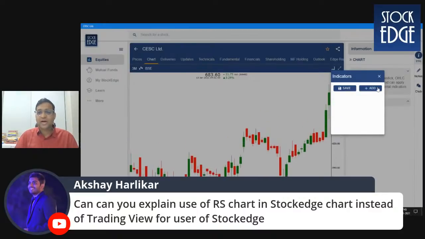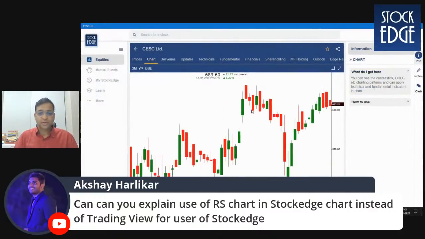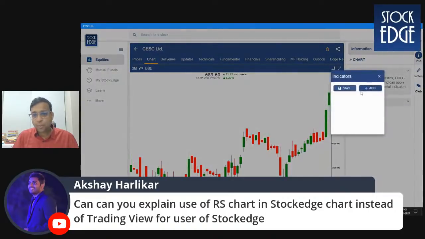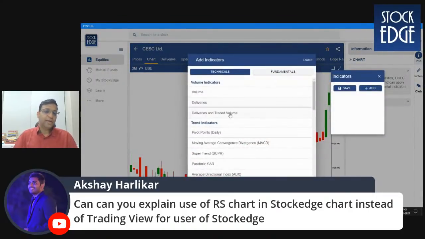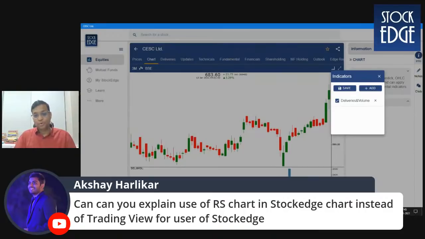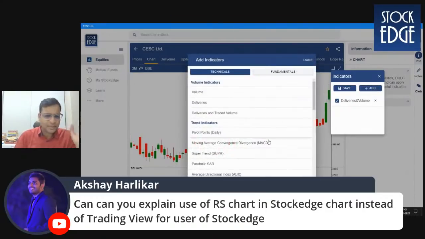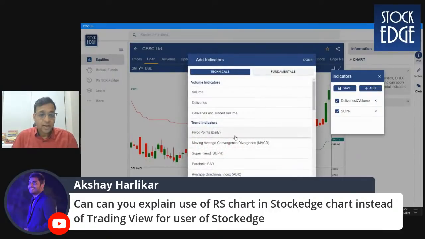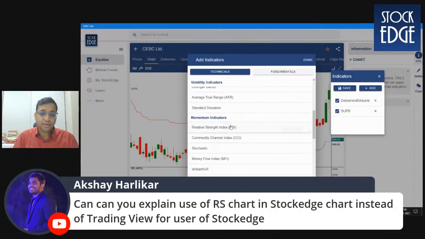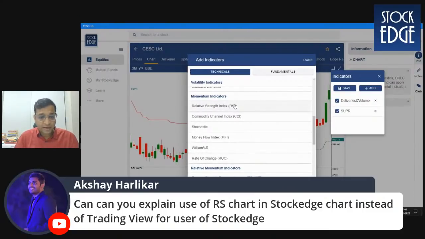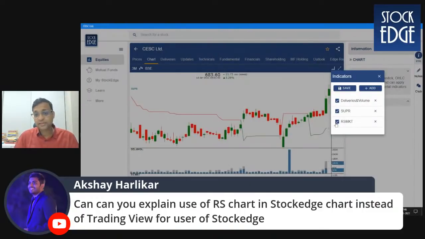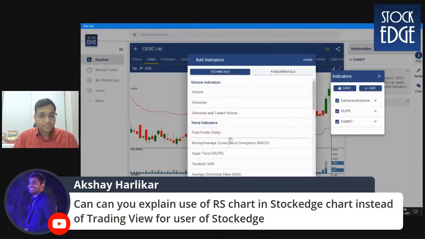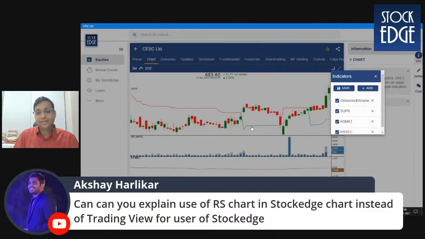So when you look at Edge chart, you typically look at this chart. Now I want to add a few indicators. First, let me add delivery and volume. This is a beautiful chart which plots both delivery and volume in a single bar. Fantastic presentation. And then I want to add, say, Super Trend. And I want to add RS market, and I want to add RS sector.